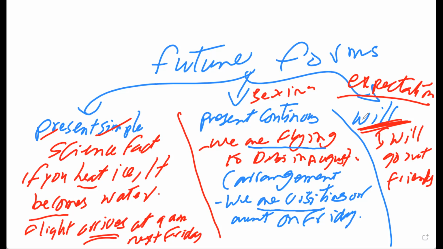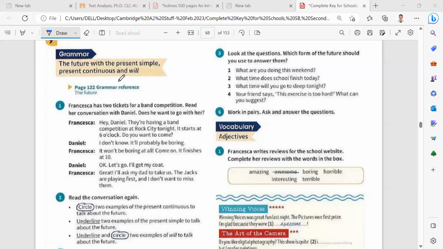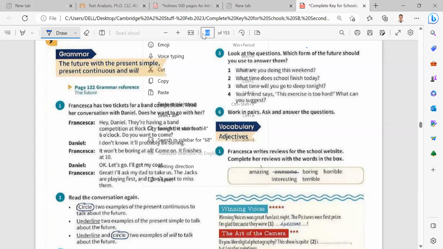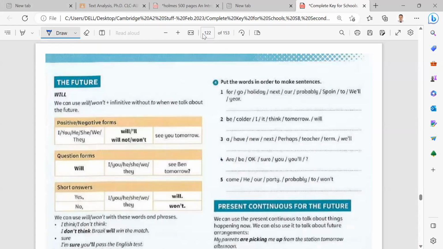Clear سارة؟ Yes. طيب now let's stop sharing this. Okay, and let me share my screen. This one here. Page 122. Future. Can you see my screen, Sarah?